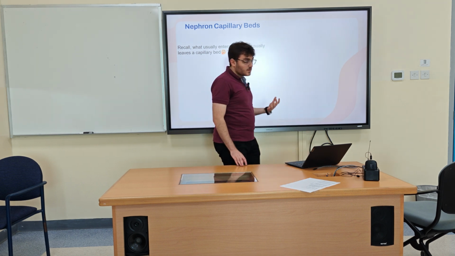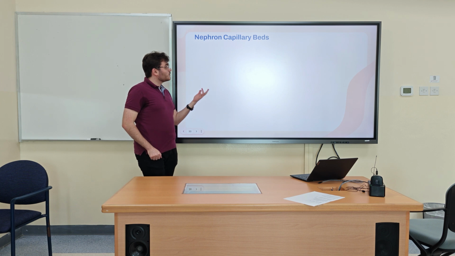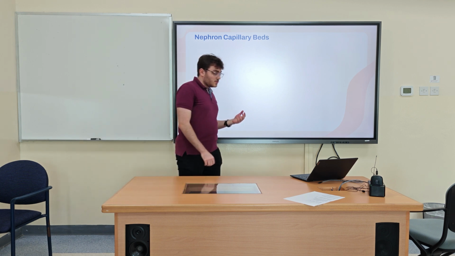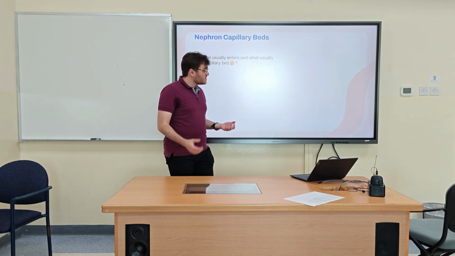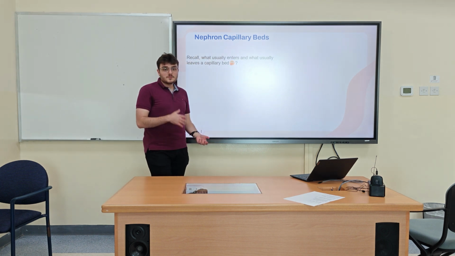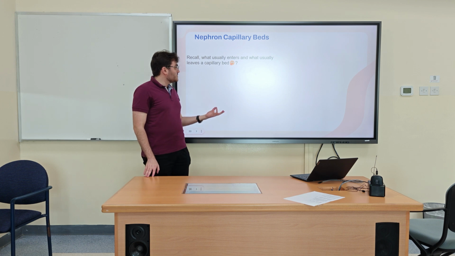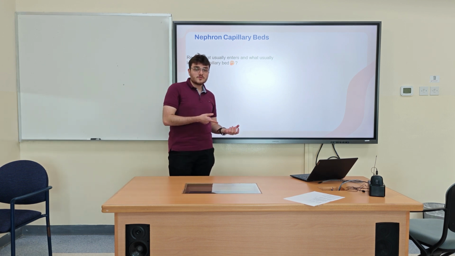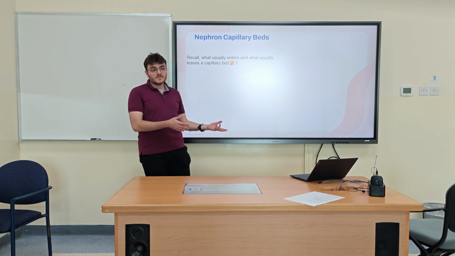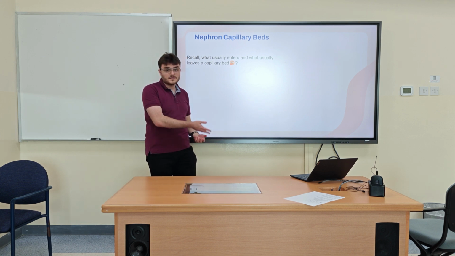Okay, so here is something to discuss. Okay, so moving on to nephron capillary beds. So before we start, let's recall from the blood vessels chapter what usually enters and what usually leaves a capillary bed. So we usually have an arteriole going into the capillary bed and the venule collecting from the other end.